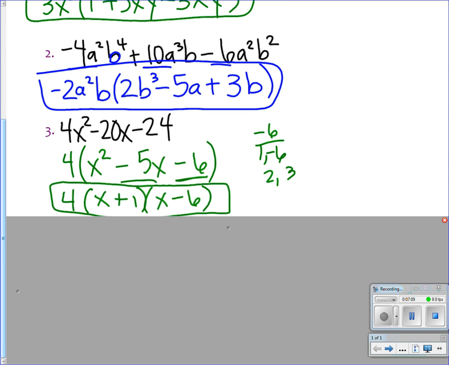Because we couldn't factor this anymore. But this one is a trinomial, and the leading coefficient is 1, so we can usually factor those most of the time.